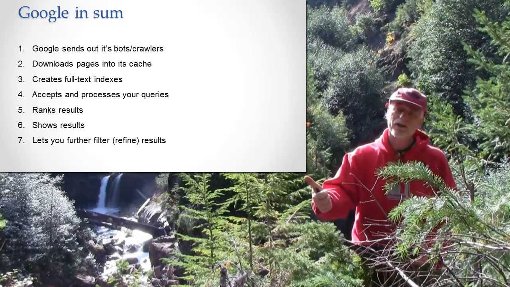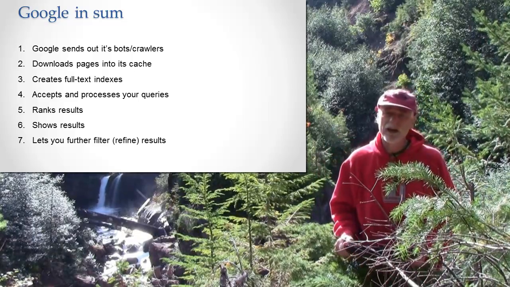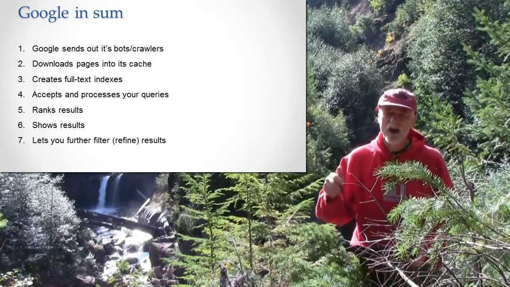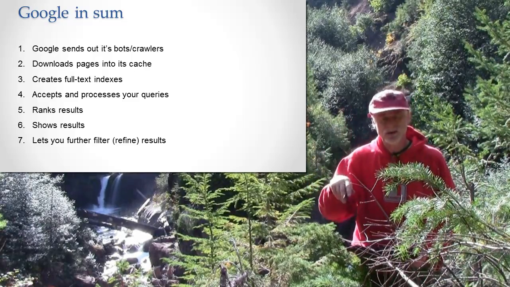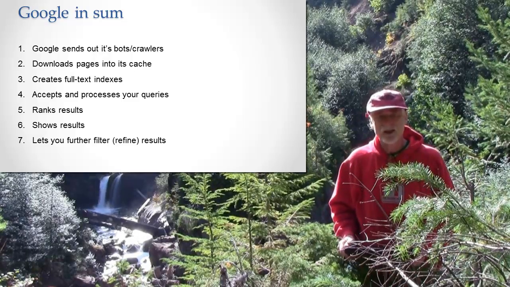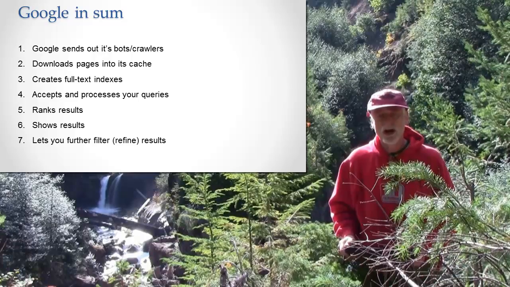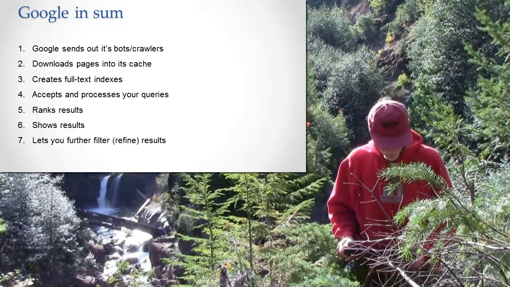So step one, spider. Step two, get all these pages into the cache. Step three, create that full text search index that has the word, the page that word occurred on, and the position on that page. Then when you query, it looks in that index and uses the page, the position, and the word to figure out the results that match the conditions or criteria of your query.